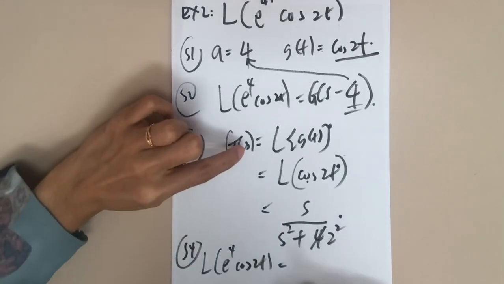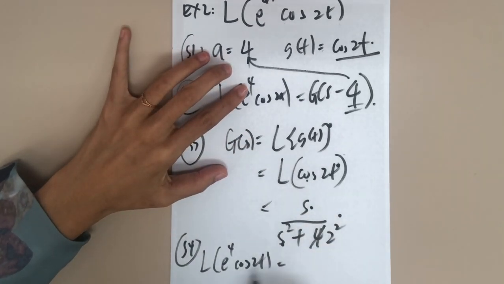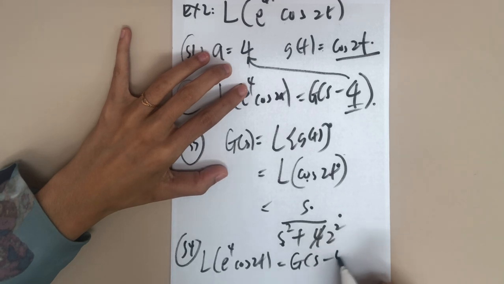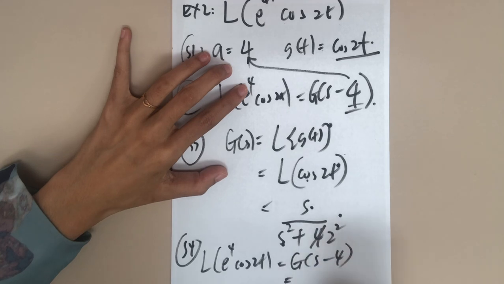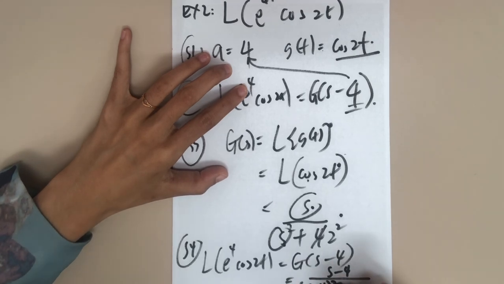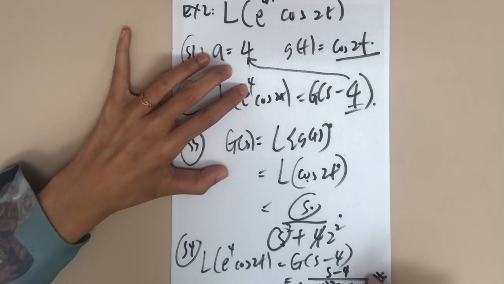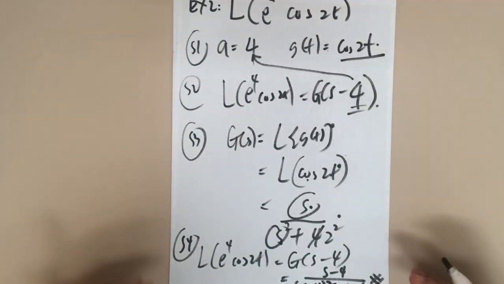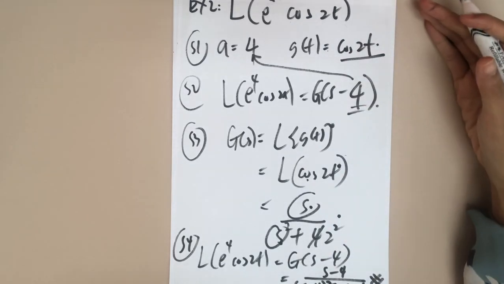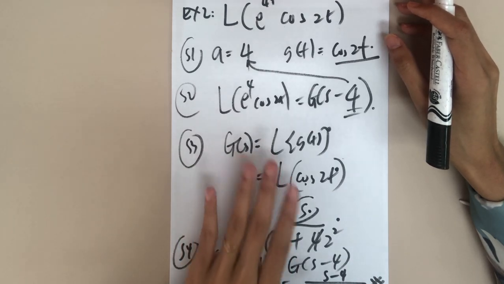You can see that here is S, but now our answer is S minus 4. So you just replace S with S minus 4. Your answer will be S minus 4 over (S minus 4) bracket square plus 4, or plus 2 square. So this is the final answer. Easy, right? It doesn't take much time to do this type of question.